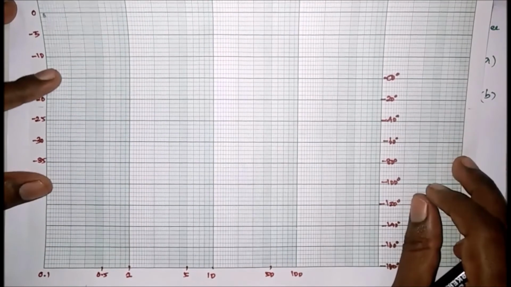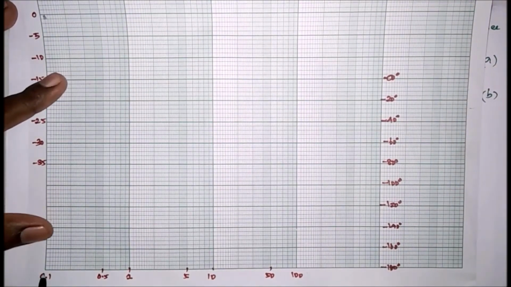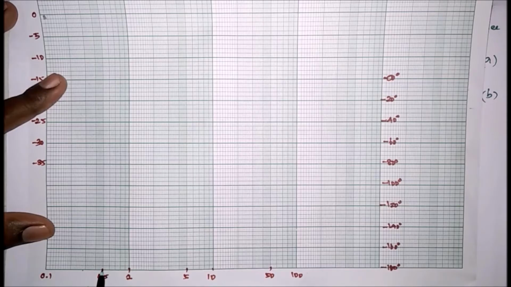So actually we know in the semi-log sheet, this is 0.1, 0.2, 0.3, 0.4, 0.5, then 0.6, 0.7, 0.8, 0.9, 1, 2, 3, 4, 5, 6, 7, 8, 9, 10. Then after 10 comes 20, 30, 40, 50, then 60, 70, 80, 90, 100. Likewise it will continue. So it is omega in log scale.